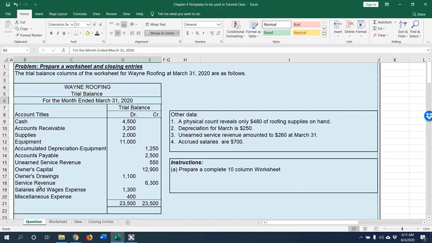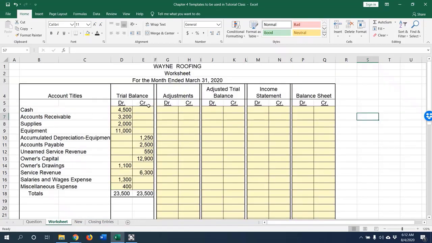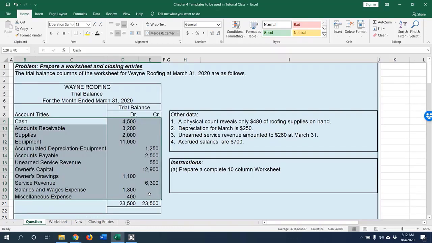After that we are also given some data related to the adjusting entries: supplies, depreciation, unearned revenue, accrued salaries. I hope you can remember that the first step of the worksheet was the trial balance. The first two numerical columns are for the trial balance, so here I have just picked the trial balance from here to there.